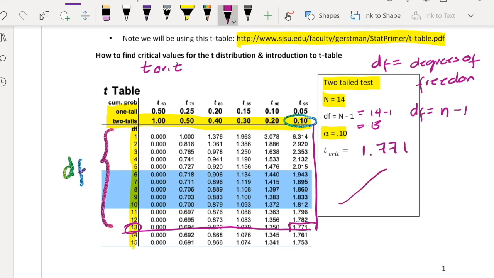So let me draw the curve just so you recall. We're looking for the critical value. The critical value is what separates the rejection region from the non-rejection region.